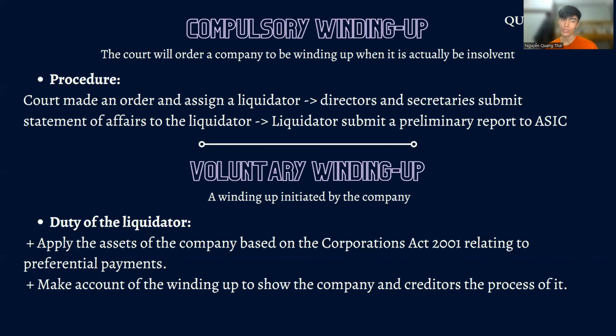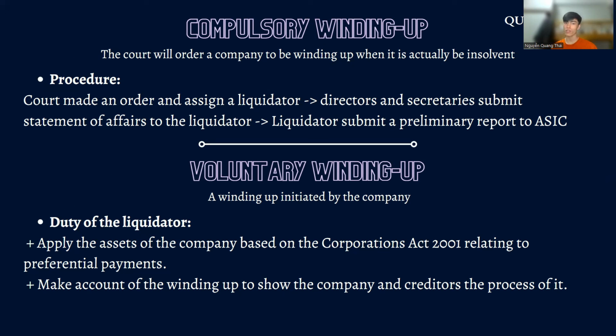And the procedure for compulsory winding up is that the court makes an order and assigns a liquidator to be in charge. Next, the directors and the secretaries of the company make a statement of affairs and submit it to the assigned liquidator. And after a period of preparation, the liquidator submits a preliminary report to ASIC. So this is the process, and that's it for compulsory winding up.